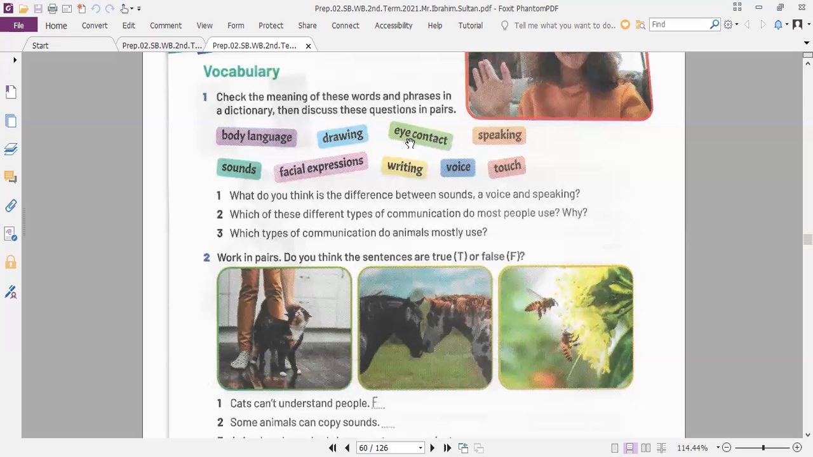You know what I mean by speaking and sounds. What do I mean by facial expressions? We can say the look on someone's face, showing what they feel or think, if he is happy, if he is sad, okay?